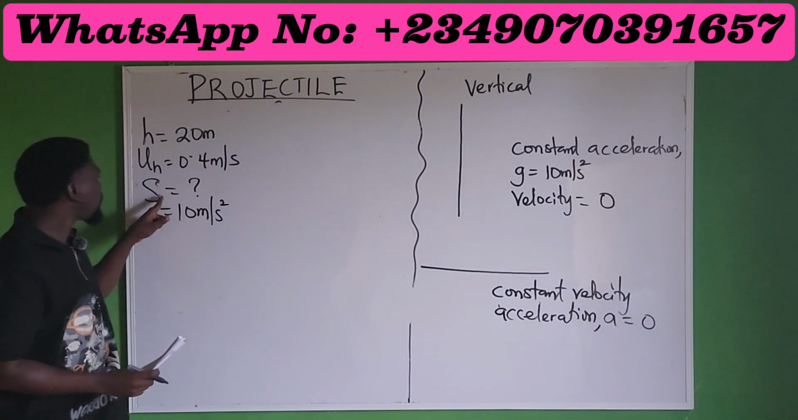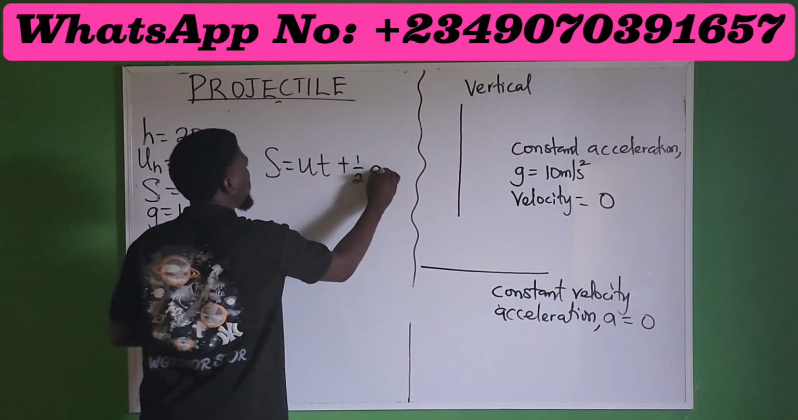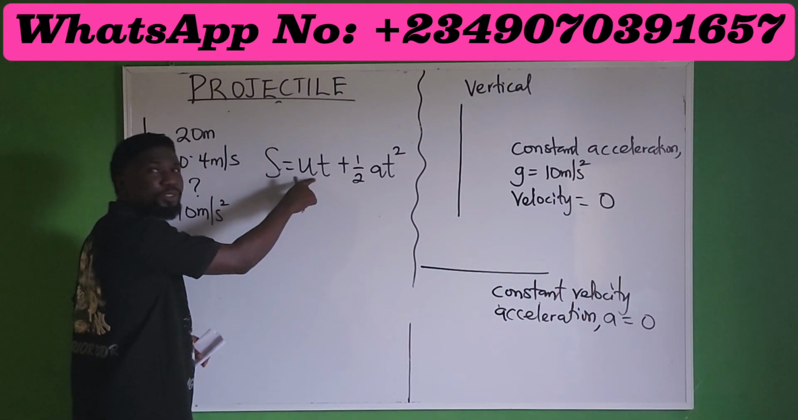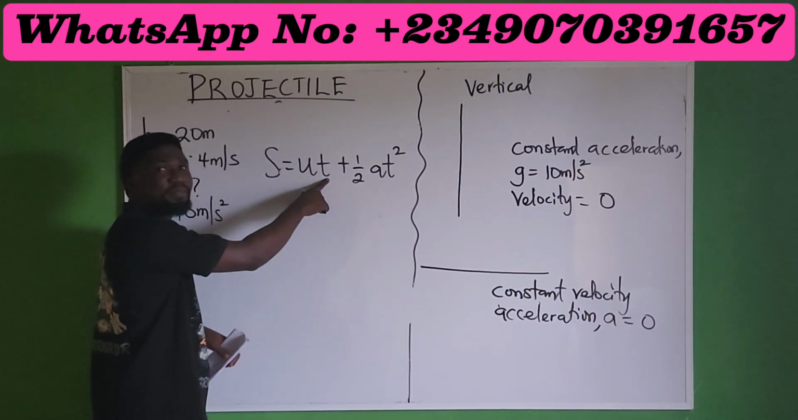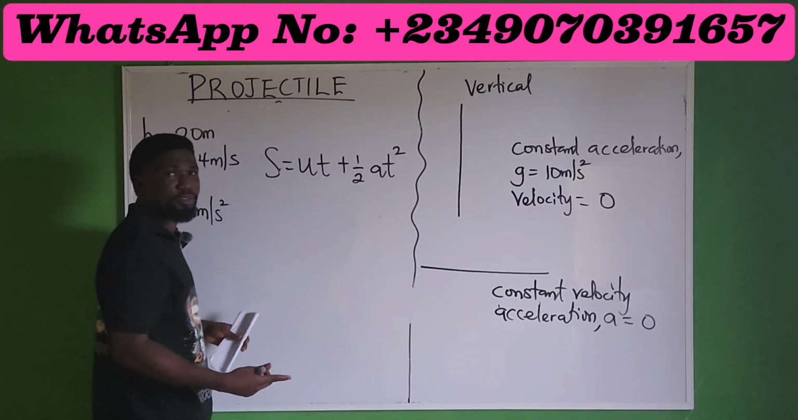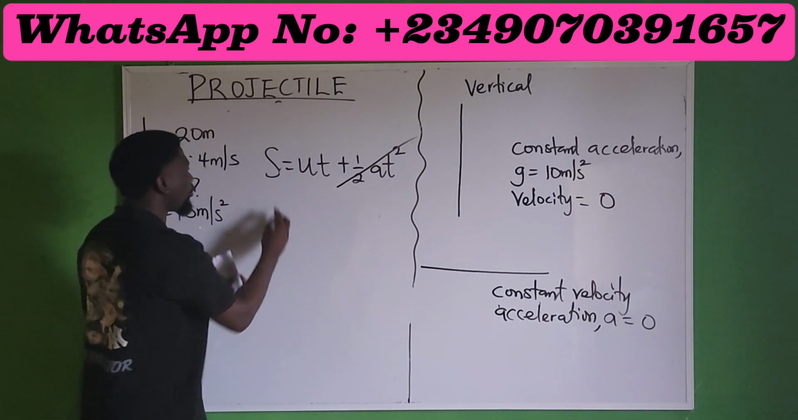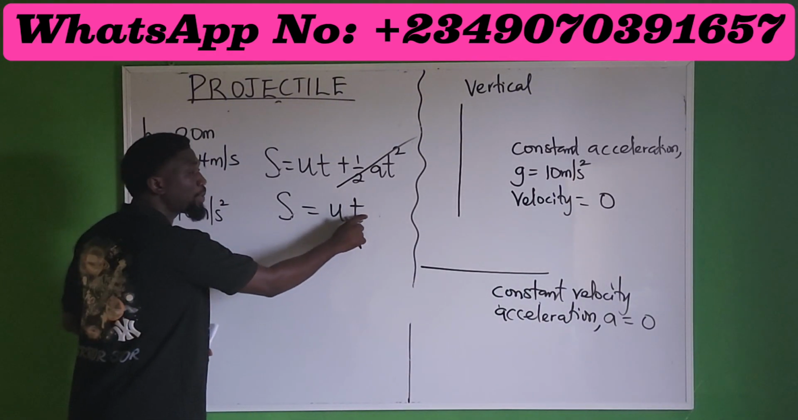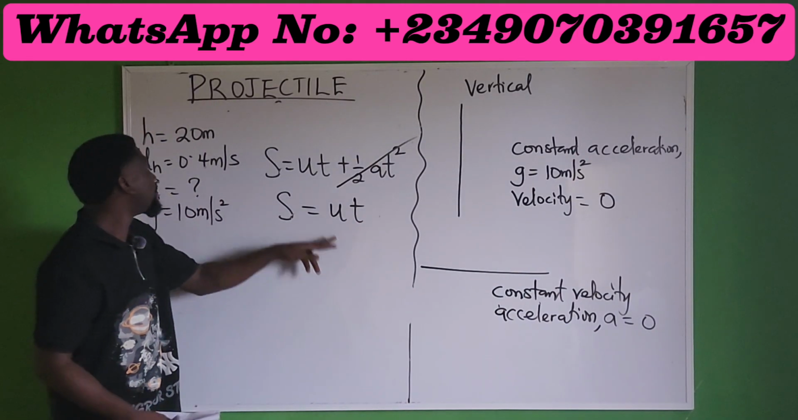So remember now, if you want to get S, S is ut plus half at squared. S is the horizontal distance. This here represents the initial velocity for the horizontal, which is 0.4. So now, are we given the time? The time is unknown. You should know by now that acceleration is going to be 0. From what we have here now, for the horizontal, a is 0. So this is going to be cancelled. So we are going to be using S equal to ut. So do we have the value for t known? It is unknown. So how can we get the value for t? You can get the value of t from the vertical motion.